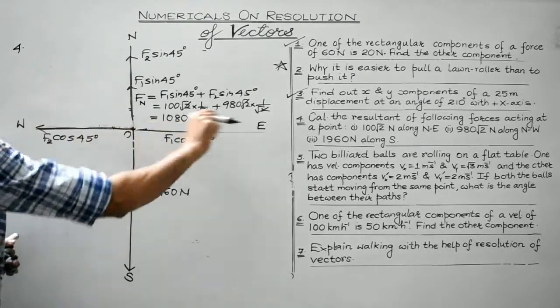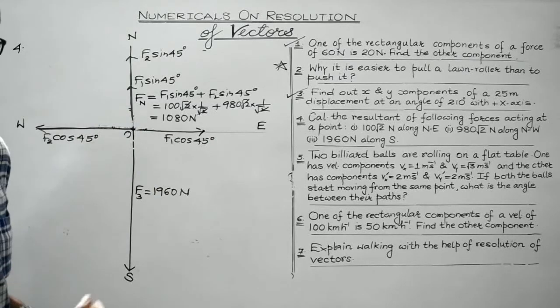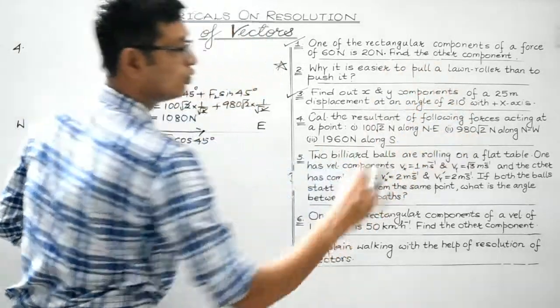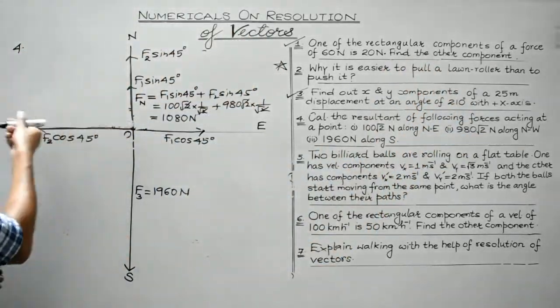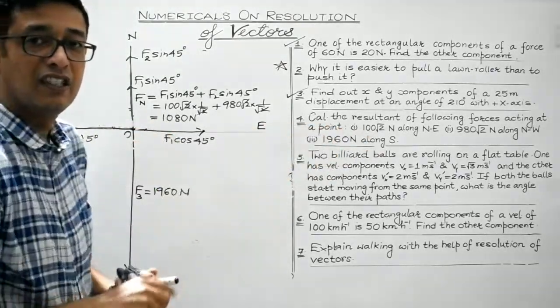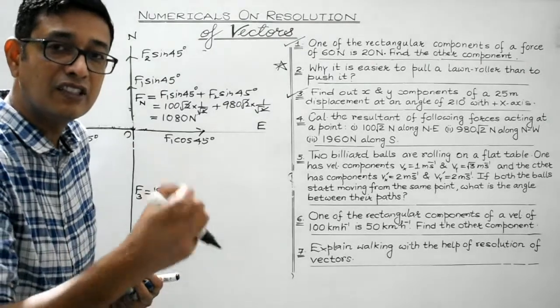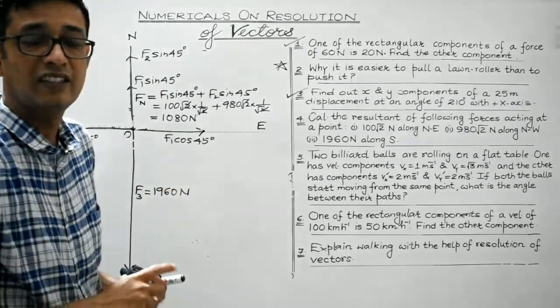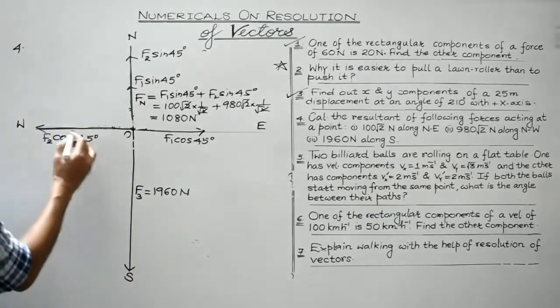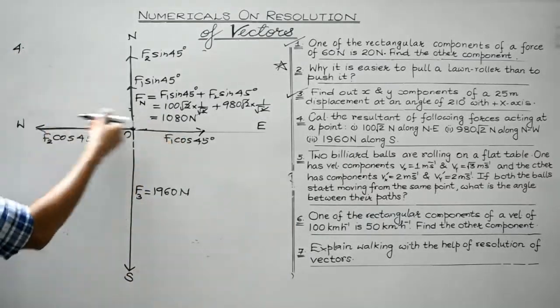These two are oppositely directed. So students, which one is greater? F2 cos 45 is greater because F2 is 980 root 2, right? So this force is greater. Whenever the two vectors are in the opposite direction, the resultant is given by the difference in the magnitude of the two vectors, and the direction of the resultant would be along the direction of the dominating one. So the resultant of these two will be towards west.